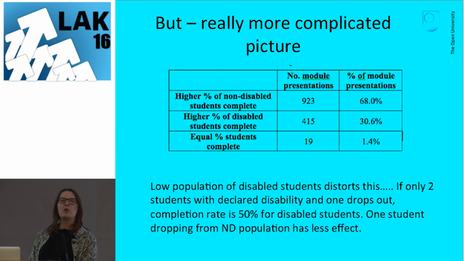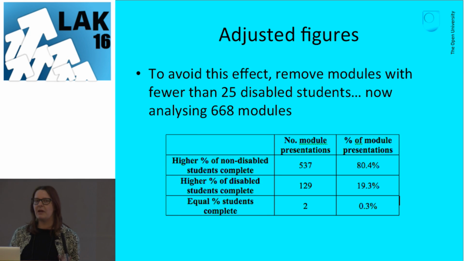But the picture's really more complicated than that, because if you imagine you have a relatively low percentage on any given module of students who are disabled. So if that's 2 students who have declared a disability on the module, and one of them drops out, that's going to have a big impact on your percentage of completing students. So then you could say only 50% of disabled students completed, but if you have 70 or 100 non-disabled students and one of them drops out, then that doesn't really affect your percentage of students completing to the same degree. So this can create a bias on the data set.